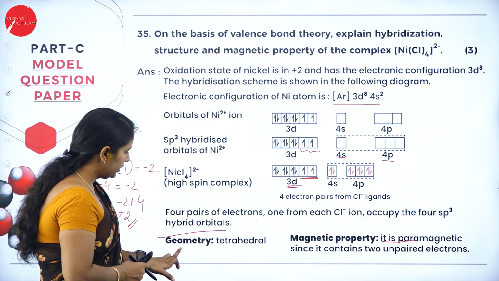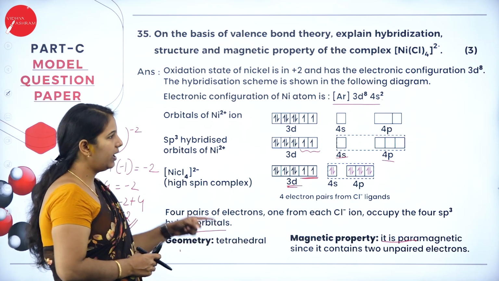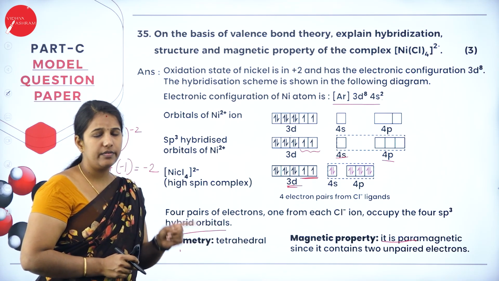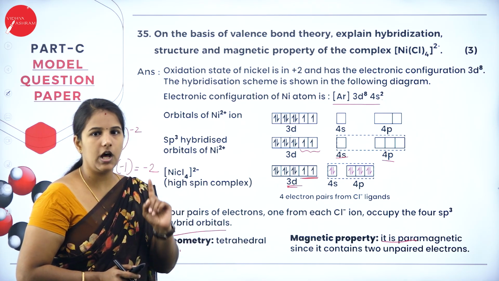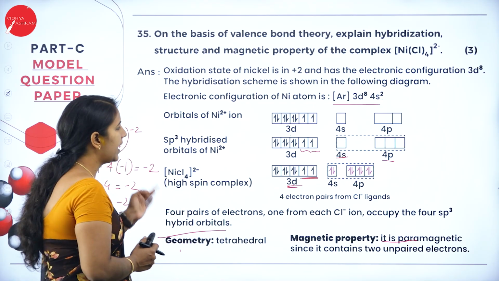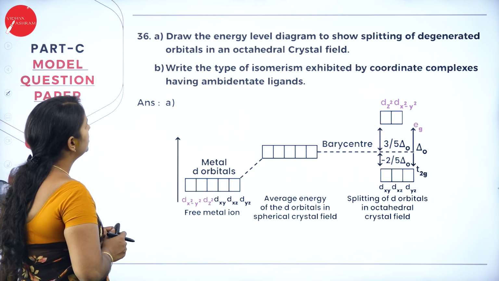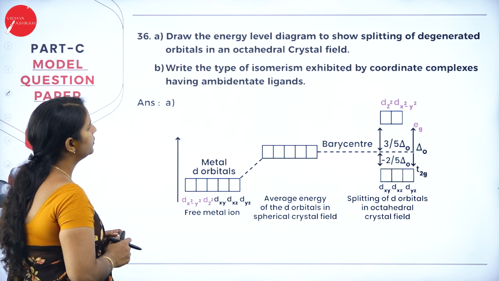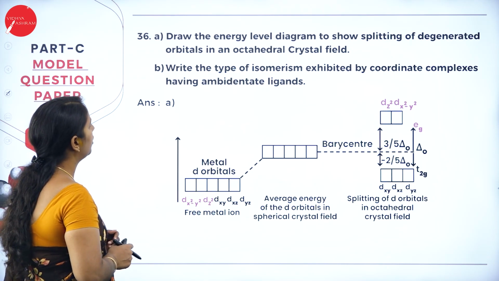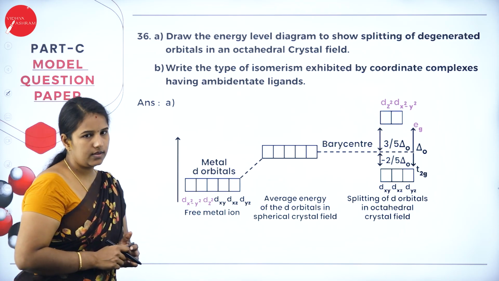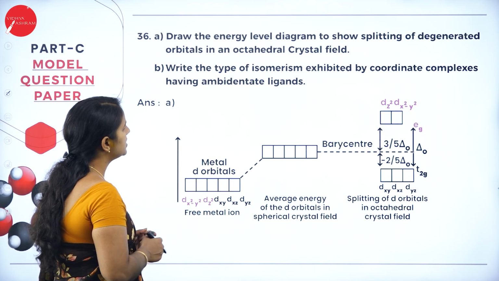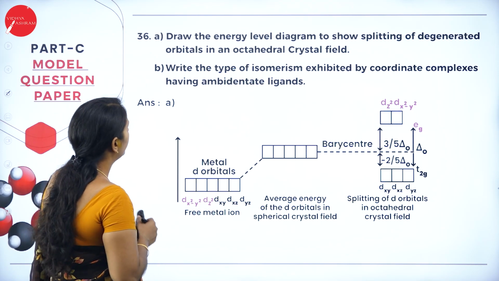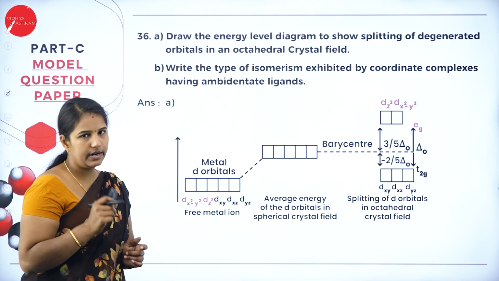You must know the geometry, magnetic behavior, and how to write it with the different oxidation states. If it is a strong ligand, if it is a weak ligand, what will be the approach? You must know that, and what the hybridization is. Next question, draw the energy level diagram to show the splitting of degenerate orbitals in an octahedral crystal field. And the next question is, write the type of isomers exhibited by coordination complexes which have ambidentate ligands.